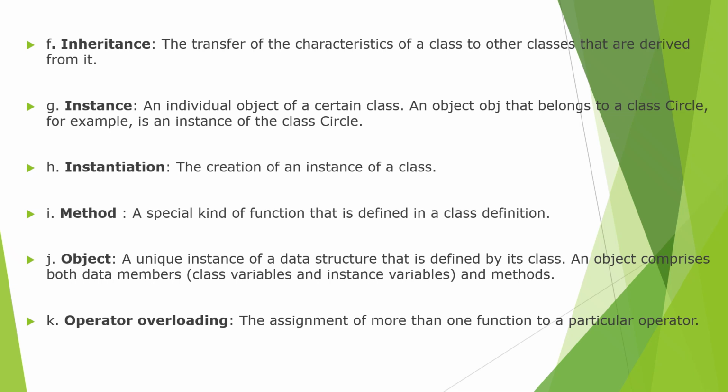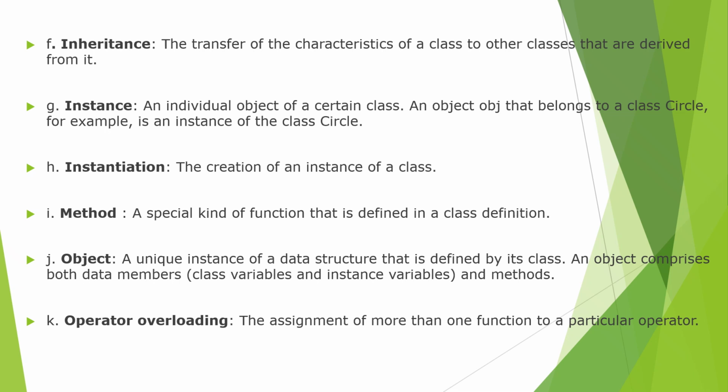Next one, instance. An instance is a concrete individual object created from a class. It contains specific data and can perform actions defined in the class. Each instance can have different values for its instance variables even though they share the same structure. Next one is instantiation. It is the process of creating an actual object from a class. It is the step that turns a class blueprint into a usable concrete entity in memory.